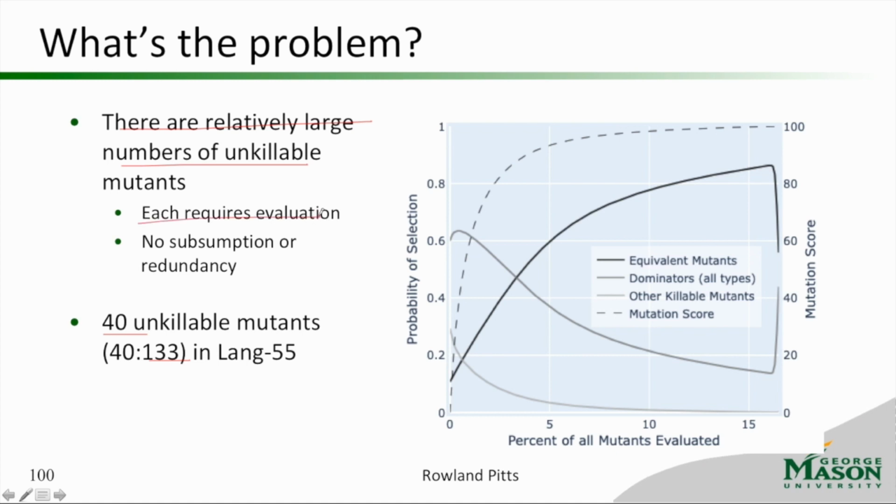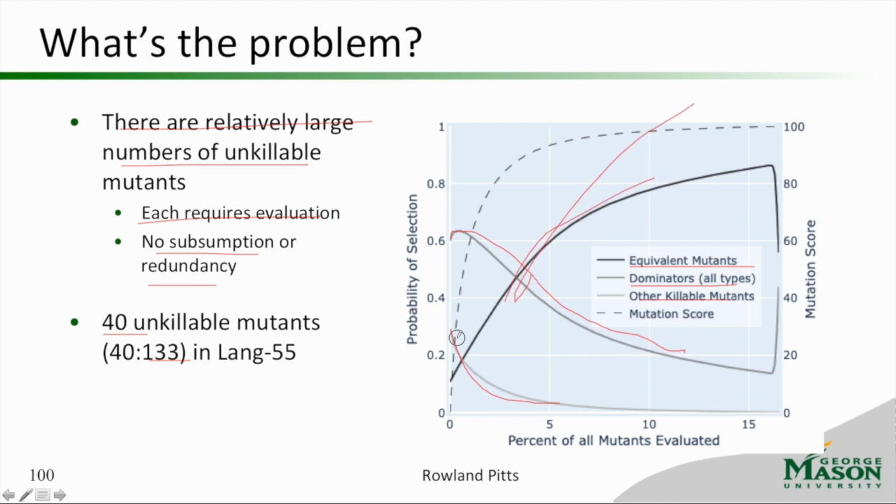Each unkillable mutant requires evaluation. There's no subsumption or redundancy. Each one has to be evaluated. They take a lot of time. And you can see here in this graph that's been augmented with equivalent mutants, and the dominators of all types are aggregated together. We've got the other killable mutants, but they exhibit the same behavior. The other killable mutants plummet quickly, as do the dominators of all types. And what replaces them in terms of probability are the equivalent mutants.